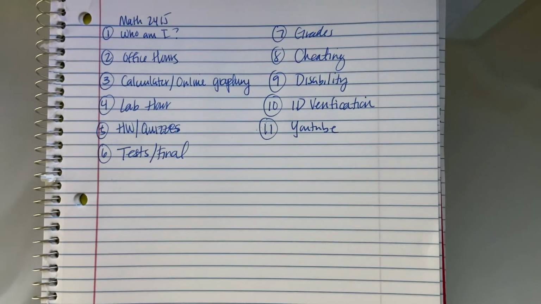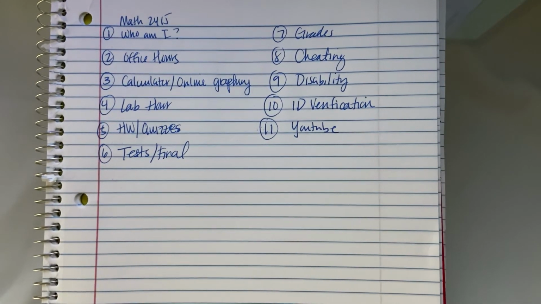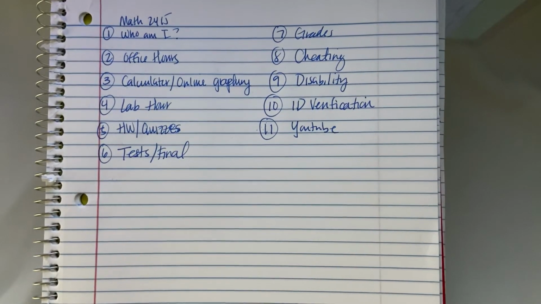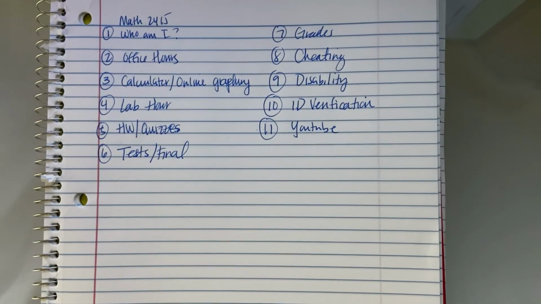Your grades will be similarly broken down, 15% quizzes, or maybe 10% quizzes, 65% your main tests, and 25% your final, and I'll still drop an exam, but not the final. Cheating, don't do it. If you have a disability, contact the disability office and they'll send me your paperwork.